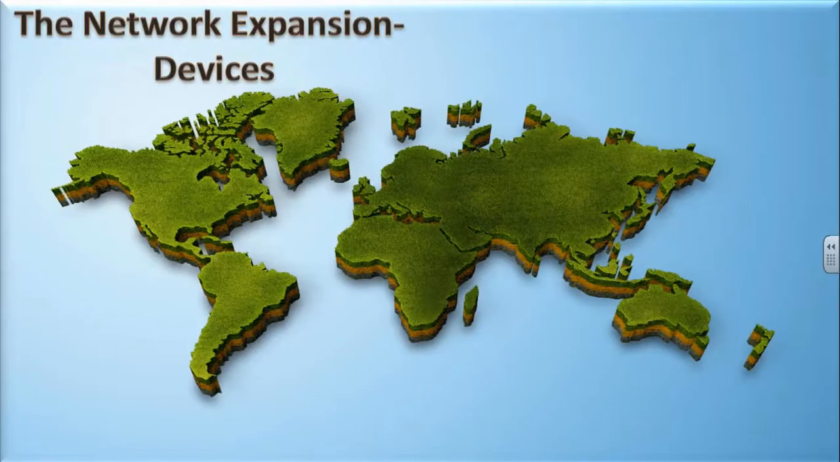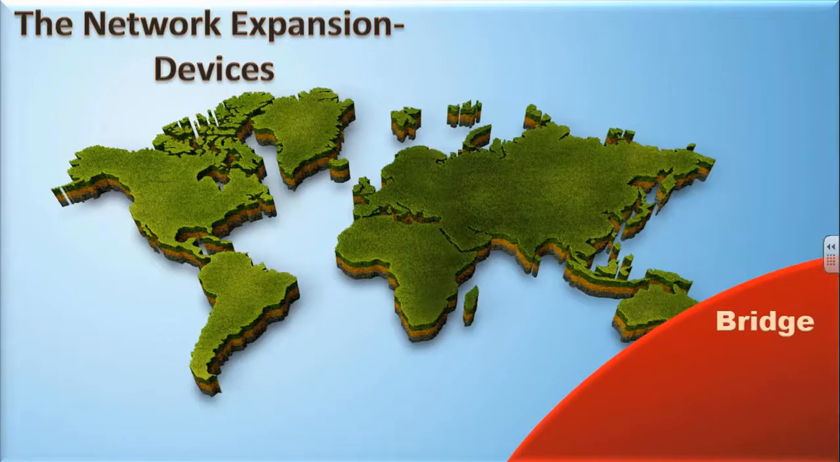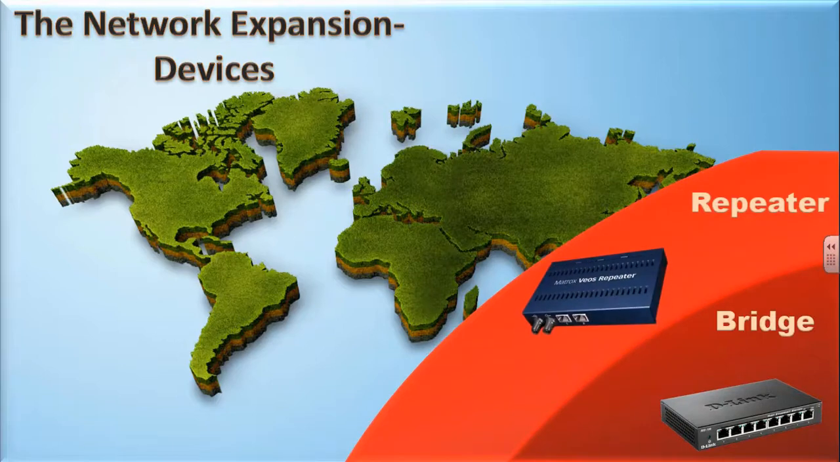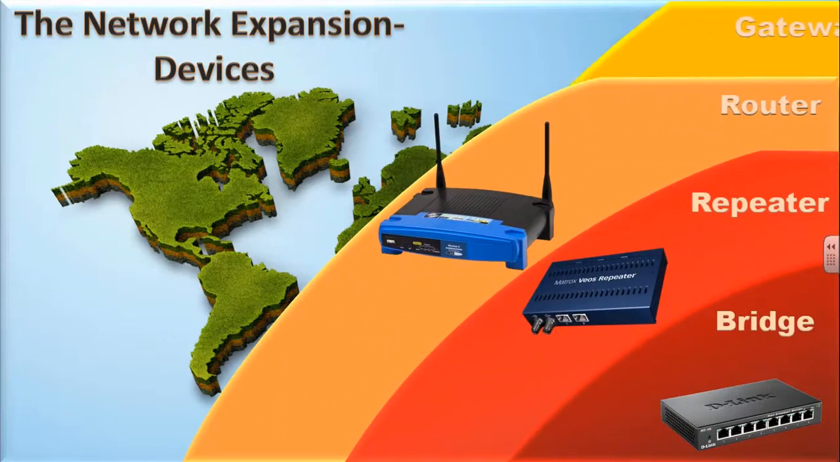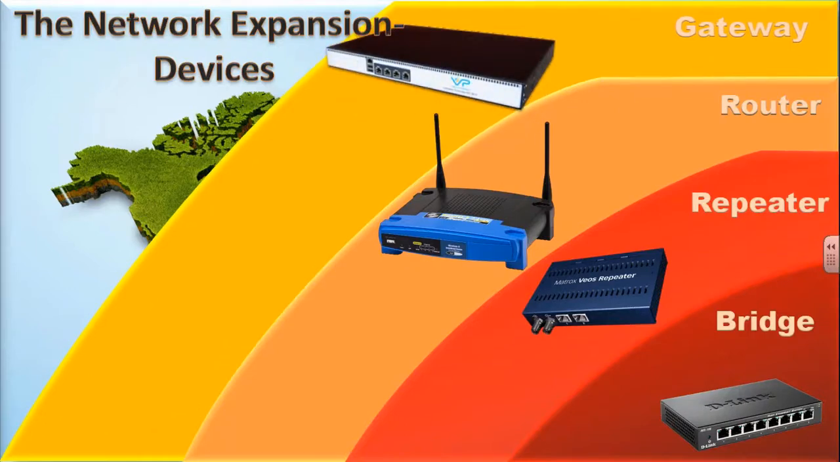The network expansion devices. In terms of distance covered, we have first bridge, second repeater, the third one router, and the fourth one is gateway. Let's discuss these one by one.